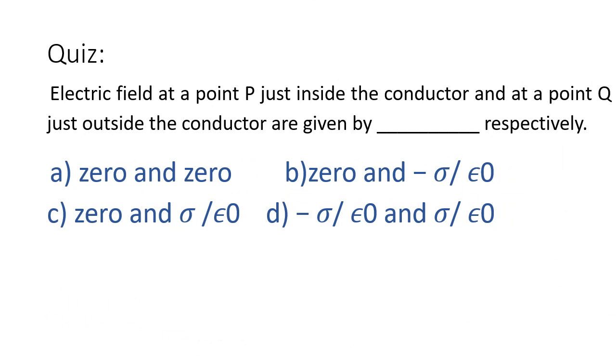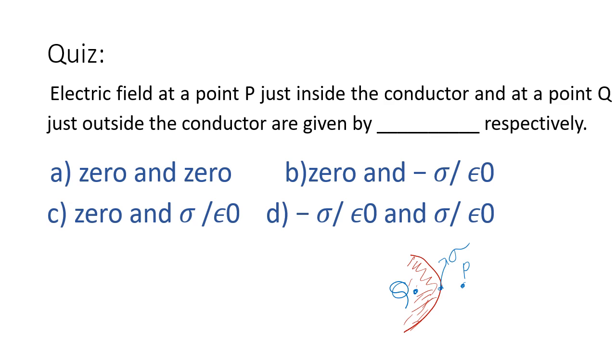Another one is based on the Coulomb's theorem, not Coulomb's law. Electric field at point P just inside the conductor and at a point Q just outside the conductor are given by dash respectively. See, this is the conductor and inside it is conducting medium. Here is the point Q and here is the point P. Now I want to calculate the field, and here the density is given and that density is sigma. Then what is the field at P and Q?